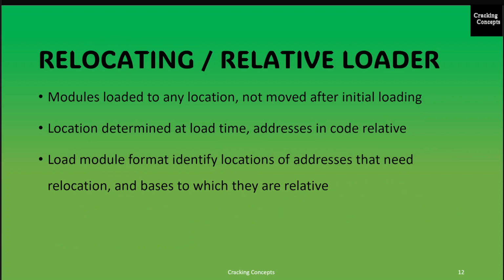Now we look into a relocating loader or a relative loader. This allows modules to be loaded into any location in main memory but not moved after initial loading. The location is determined at load time. The addresses in the code are all relative. The load module format must identify the locations of addresses that need relocation and the basis to which they are relative. This allows programs to be loaded at different locations in memory.